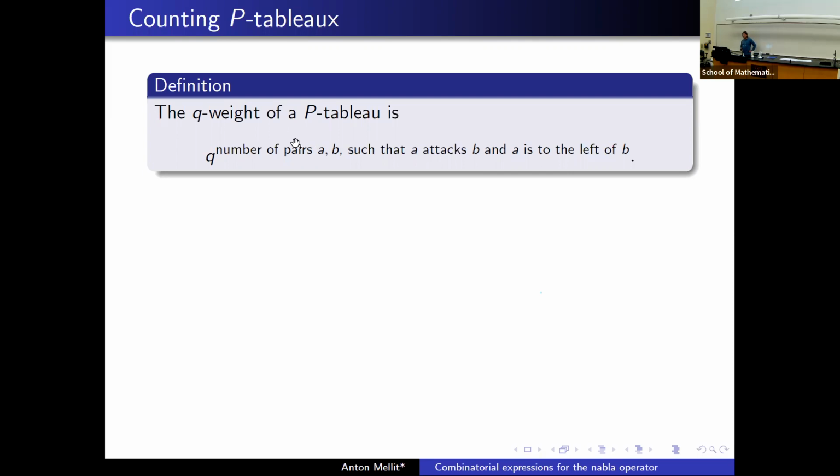So the definition of the q weight of a P-tableau is that you consider pairs of numbers A and B, such that A attacks B and A is to the left of B. Of course, you can replace to the left by to the right, and you get a similar equivalent count. So one important remark is that in a column, the numbers are increasing fast, so they cannot be compared. They don't attack each other. So you never have ambiguity in this. You never have two elements which attack each other in the same column.